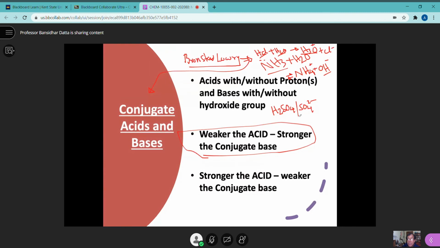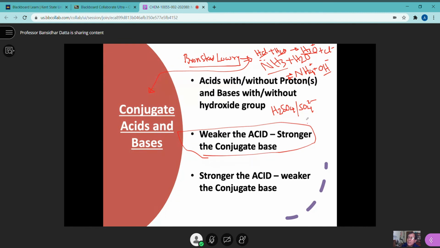H2SO4 is the acid, the conjugate base is sulfate ion, sulfate 2-. The question is, is sulfate ion a stronger conjugate base or a weaker conjugate base? Weaker. Stronger the acid. Remember, sulfuric acid is a stronger acid. We talked about sulfate being the weaker. Excellent. Very good. Absolutely right.